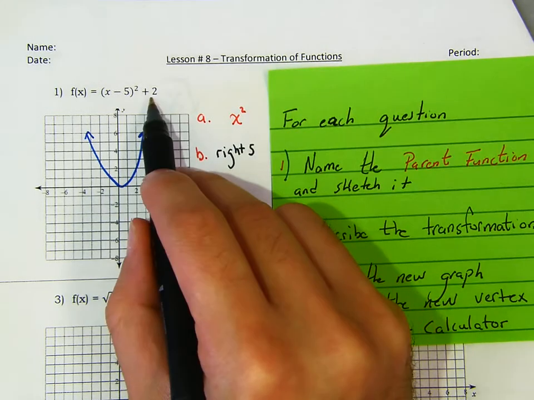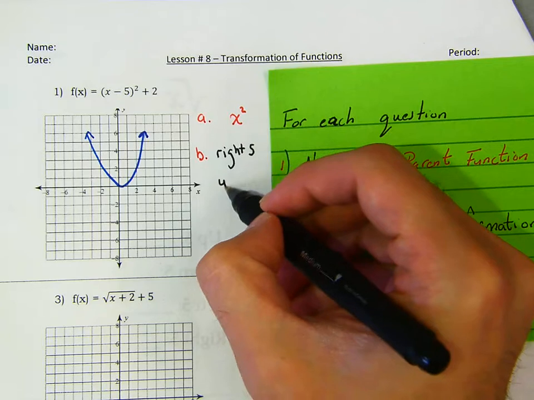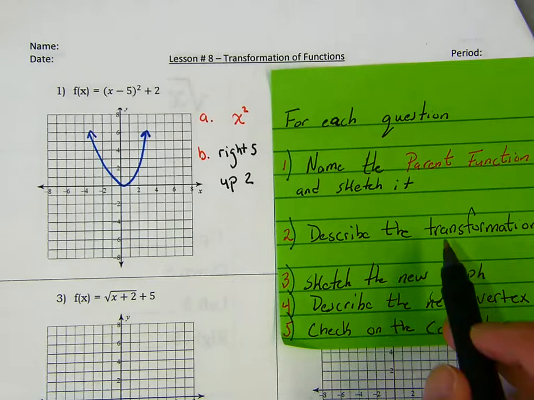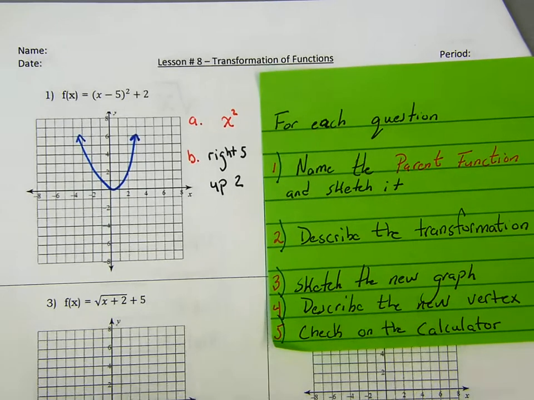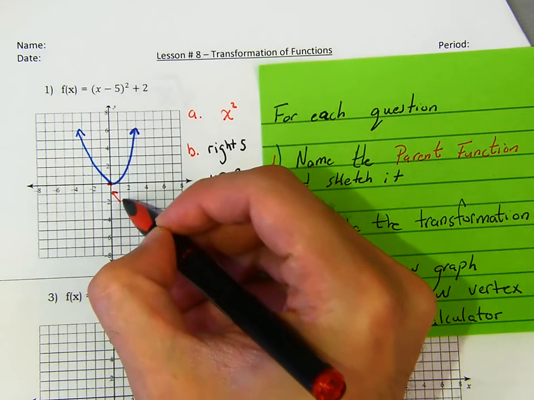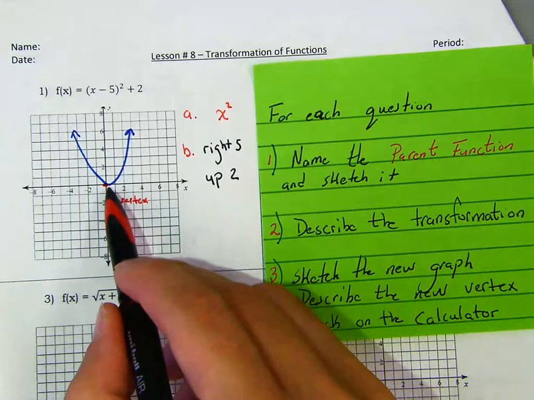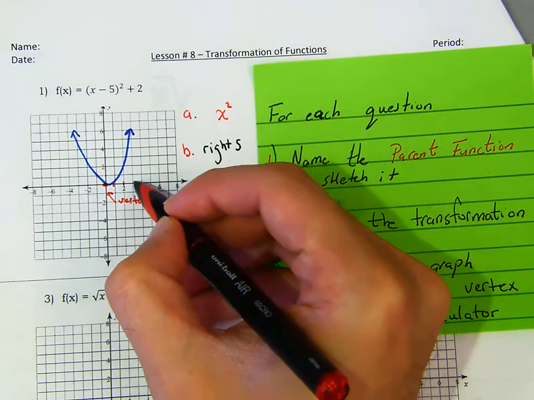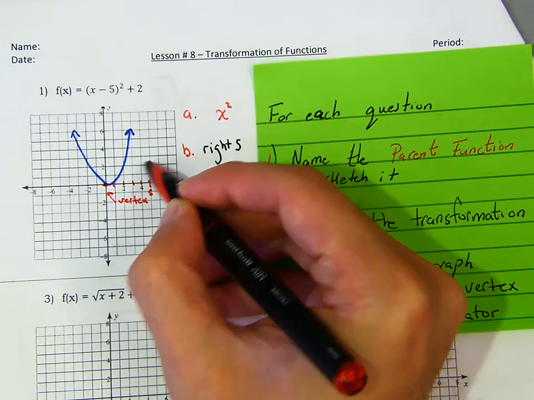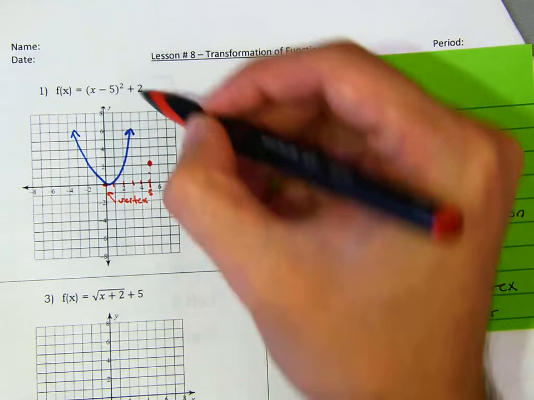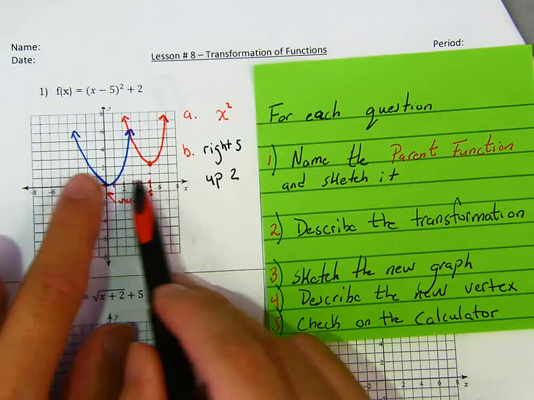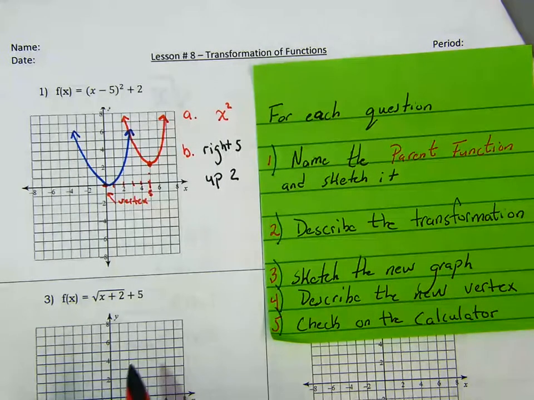And notice, what does this positive 2 tell me to do? This will be up 2. Okay, that's the transformation. Here, for part C, sketch the new graph. So here, if this is the vertex, we call this the vertex, how is this vertex moving? It's going 1, 2, 3, 4, 5 to the right, and 2 up. And this is my new vertex. It shifted 5 to the right and 2 up, and then this is my new graph. It's the same graph, just 5 units to the right and 2 up.